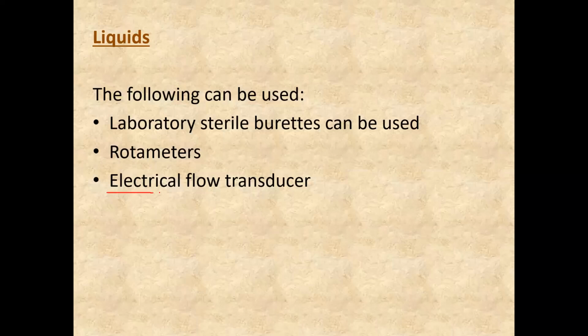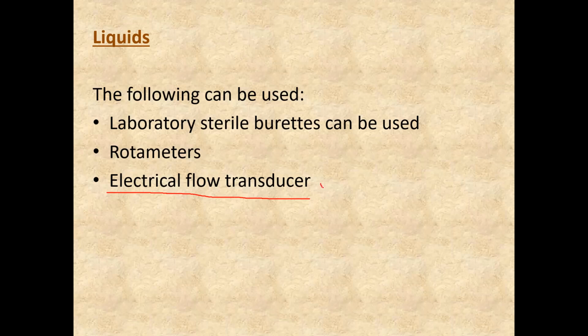This electrical flow transducer is a method which can be used to monitor the flow rate of liquids. It is expensive, yes, but it can cope with particulate matter in suspension, and it can measure a range of flow rates from very low, such as 50 ml per minute, to very high, 500,000, that is 5 lakh liters per minute. So it can monitor such high flow rates as well. Is it accurate? Yes, it has a very high accuracy of plus or minus 1%.